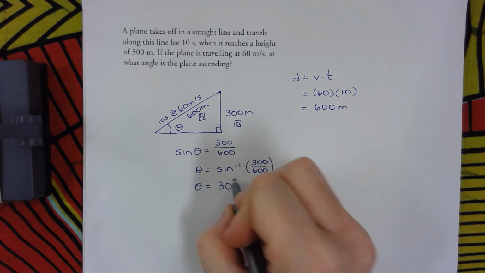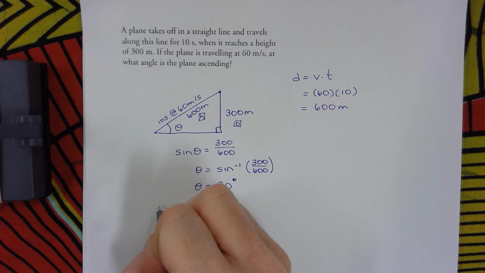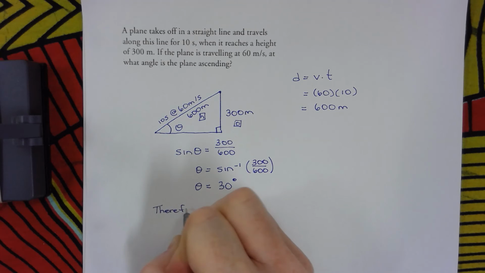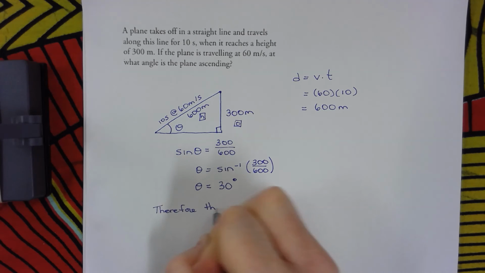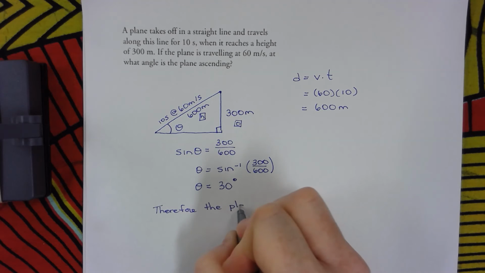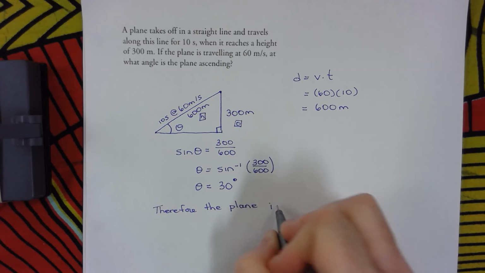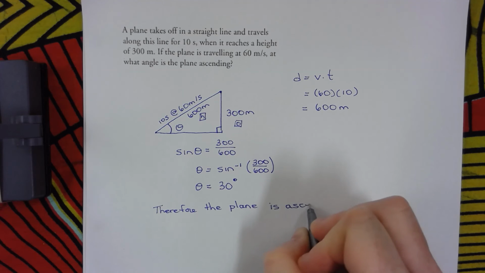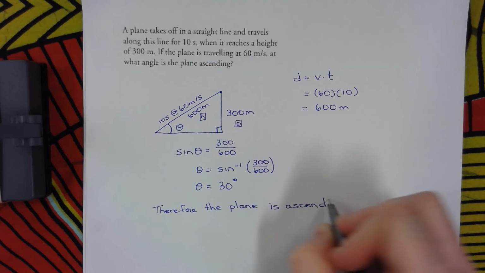Don't forget your units, so make sure you put your degrees, and don't forget your concluding statement. So therefore, the plane is ascending at an angle of 30 degrees.